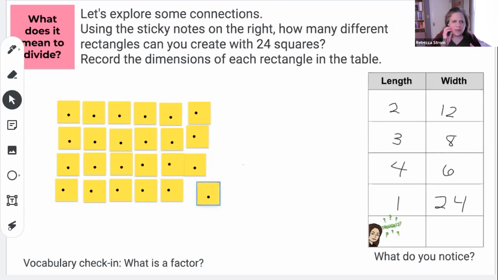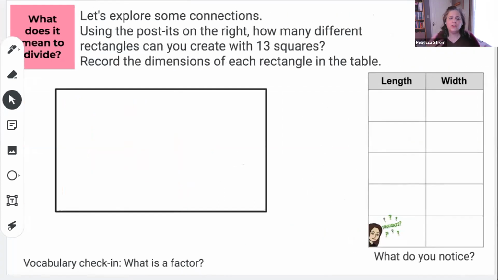It really does help with a lot of play. There's a lot of time to play and explore. So we play with that for a little bit. And then of course that leads to more questions. And so this is the next activity. Let's do the exact same thing, but now I give students 13 squares.